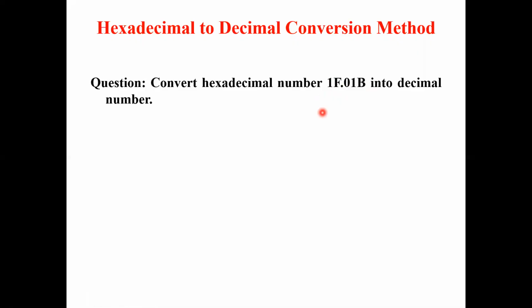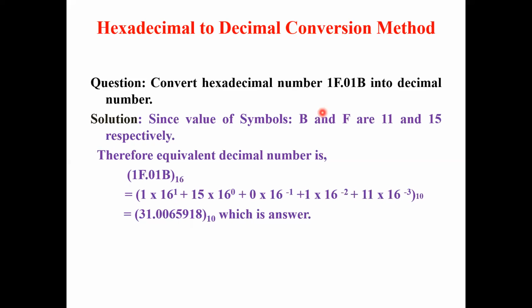B is 13. Huh? B is 13. B is 30. Okay, B is 11 and F is 15. Yeah, because 0 to 9 and then 10 onwards it starts, so A is 10, B is 11, C is 12 and that's why F is 15.